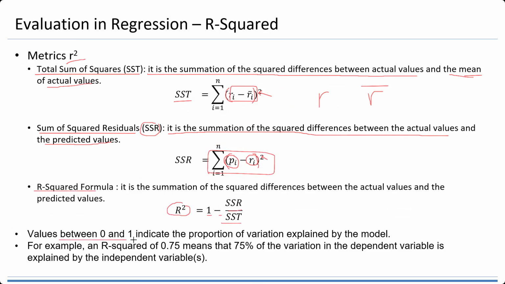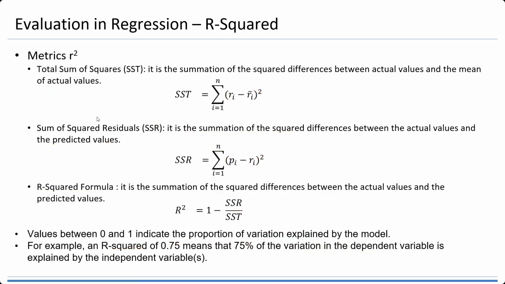The values between 0 and 1 indicate the proportion of variation explained by the model. So if we look at the example later, if the R square is 0.5, it means that 50% of the variation is explained by the independent variable. Let's see an example.